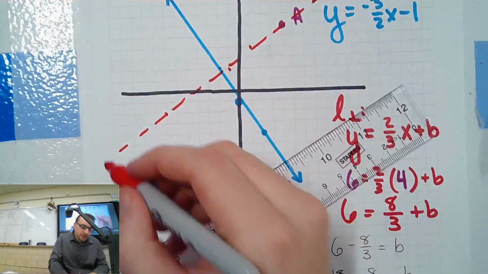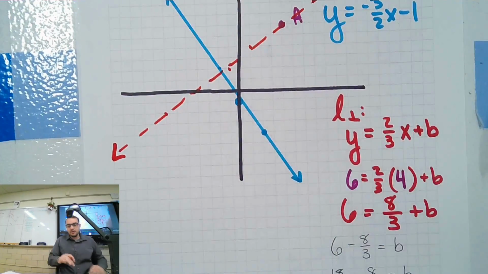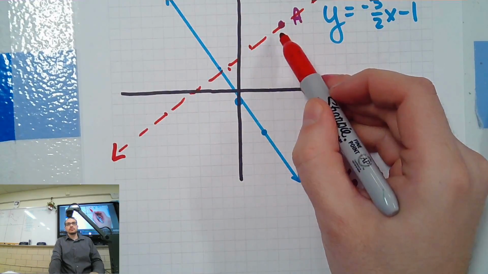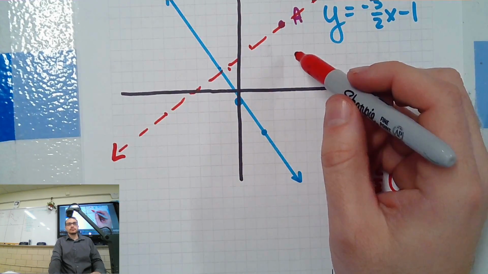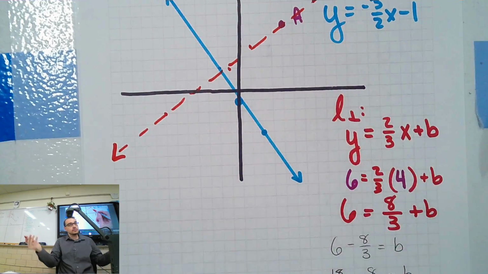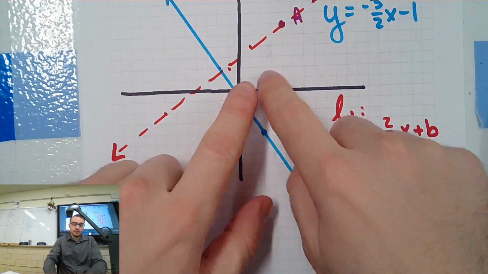Does everybody feel good about graphing your line when the y-intercept is garbage? Use the slope and your original point. Is it going to work? I don't think it will. All right, there's our line.